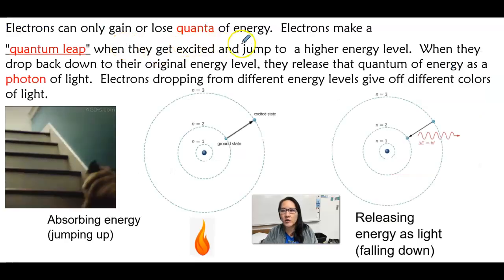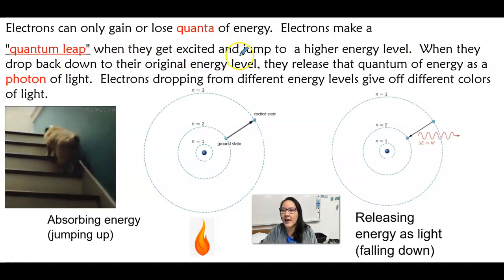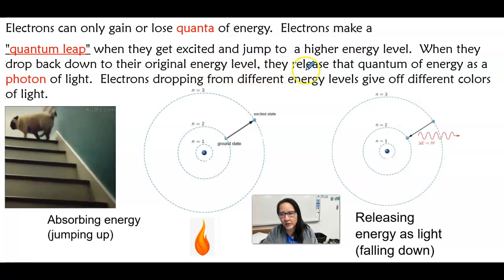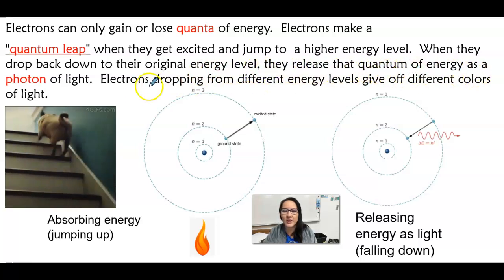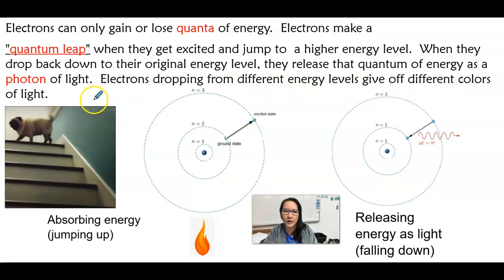Electrons can only gain or lose quanta of energy. Electrons make a quantum leap when they get excited and jump to a higher energy level. When they drop back down to their original energy level, they release the quantum of energy as a photon of light. The electrons dropping from different energy levels give off different colors of light.